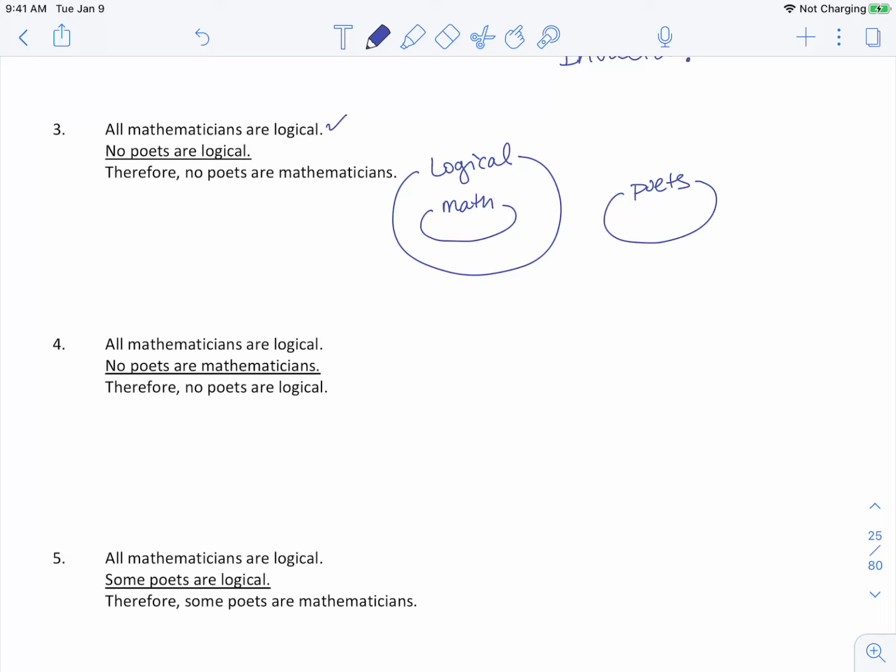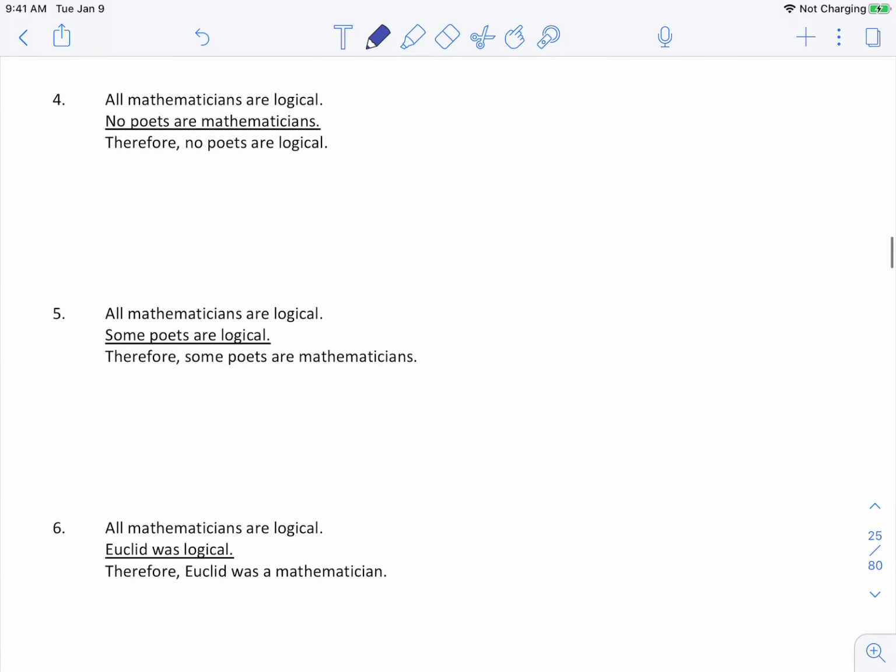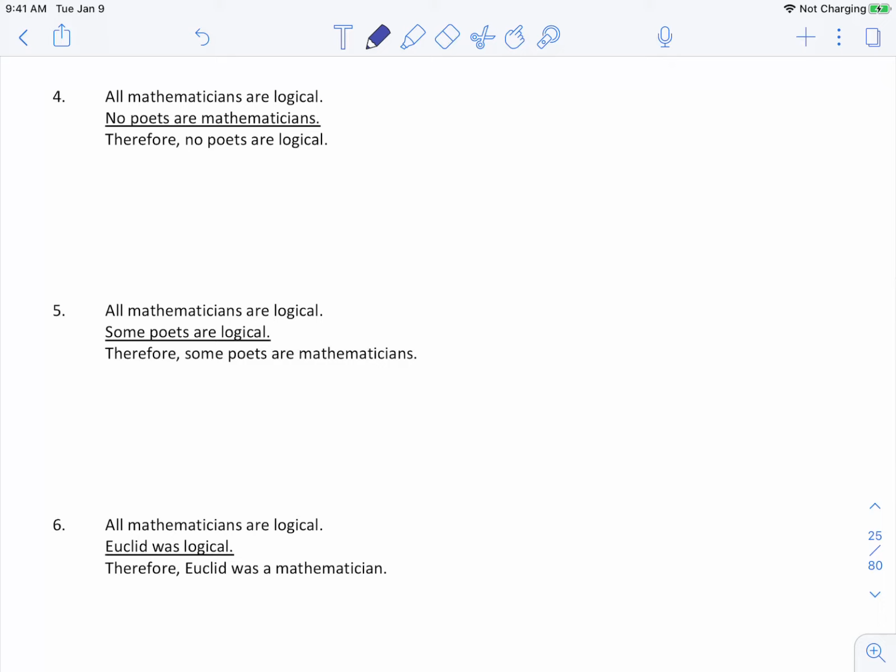So in this case, mathematicians are logical. Mathematicians has to be completely inside logical. No poets are logical, so that's completely separate. Therefore, no poets are mathematicians. That one is a valid argument. Let's try the next one. All mathematicians are logical. No poets are mathematicians. Therefore, no poets are logical. Please try this one and determine if it is a valid or invalid argument.